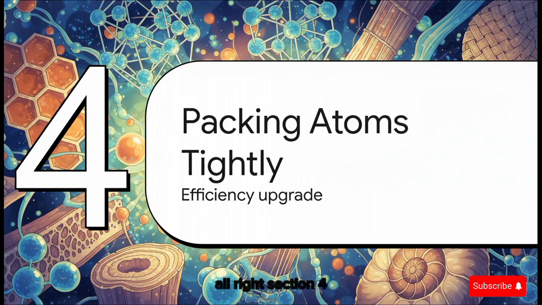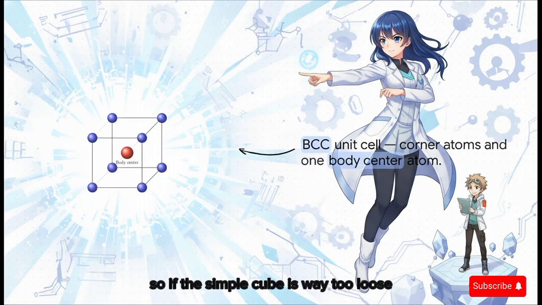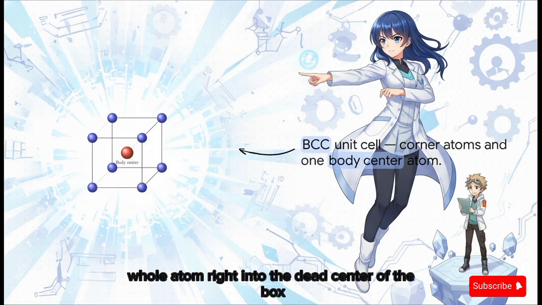All right, section 4, packing atoms tightly. This is nature's efficiency upgrade. So if the simple cube is way too loose, how does nature fix it? Well, here is nature's first major upgrade, the body-centered cubic unit cell, or BCC for short. Notice what happened here. Nature essentially took that big, empty void from the previous structure and just shoved one extra whole atom right into the dead center of the box.